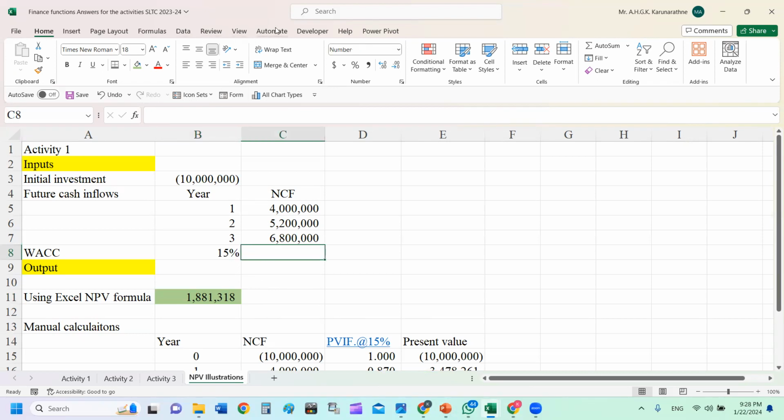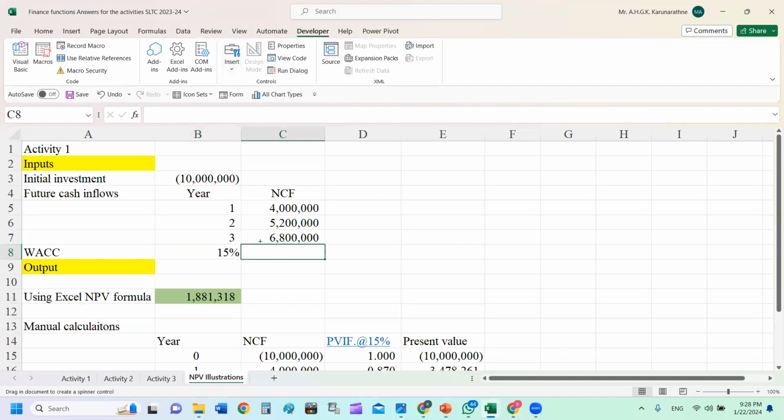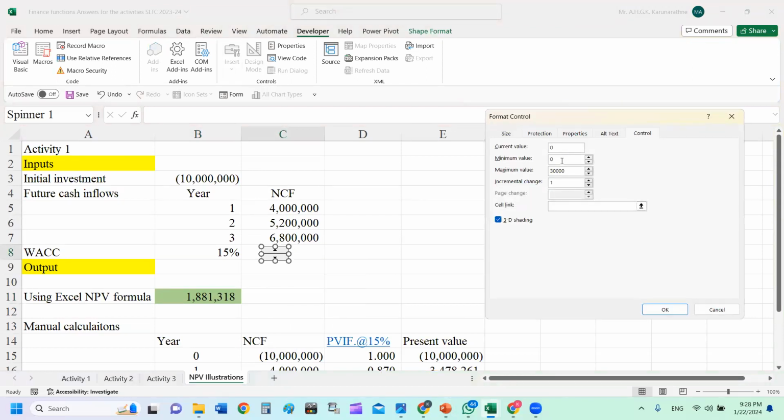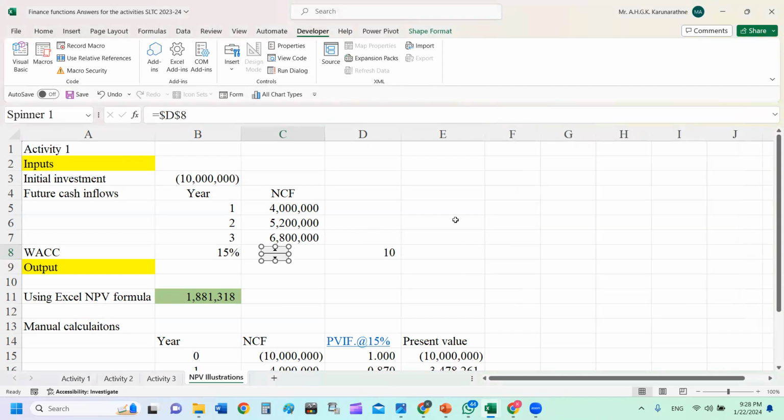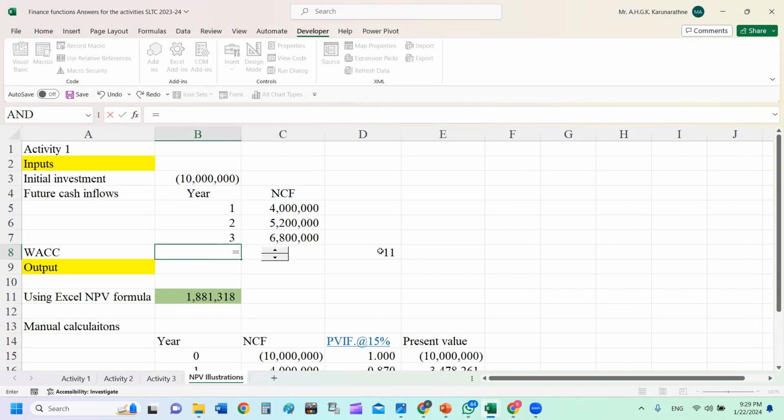We can modify this model by adding a spin button like this, with format controls, and link this. The lowest cost of capital rate would be 10, the maximum would be 40, with an incremental change of 1. We link to a different cell because we cannot generate decimal places or percentages. When we click up and down it changes like this, and I link this percentage cost of capital rate to take from this spin button, dividing by 100 to get a decimal place.